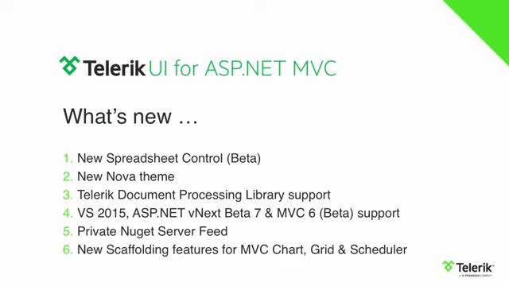Now, we are pretty excited about ASP.NET 5 and all of the upcoming changes, and I think you'll agree that our latest Q3 release reflects some of that excitement. There is a brand new spreadsheet control which brings all the power of Excel to your web applications. There is a new Nova theme which is modern and very mobile friendly. There is now support for Telerik document processing libraries, which means all of your Office document processing can now be brought to your web applications. We now have built-in support for VS 2015 and the latest in ASP.NET 5, which means Beta 7 and MVC 6. There's a private NuGet server feed, which I showed you, that lets you easily get the MVC bits into your web application. But my favorite feature are the new scaffolding tools for MVC chart, grid, and scheduler.